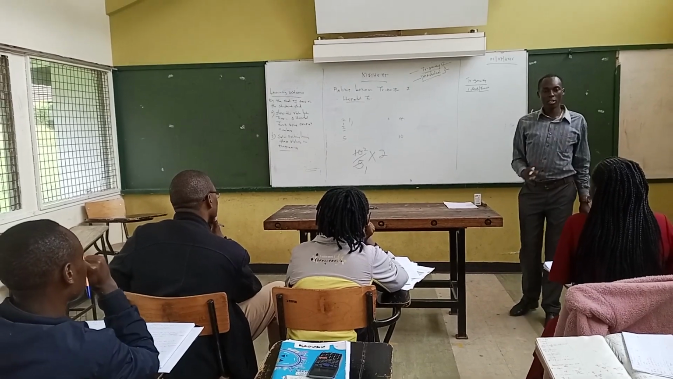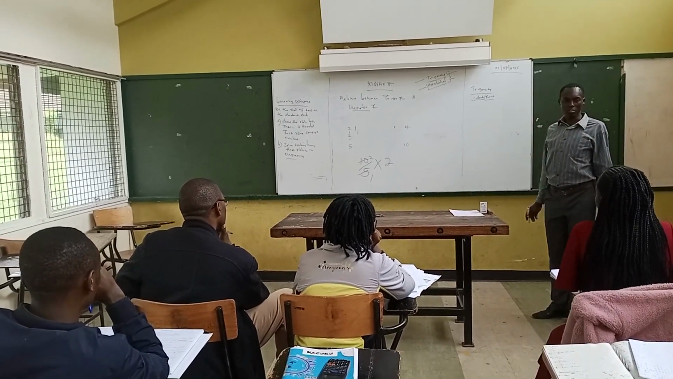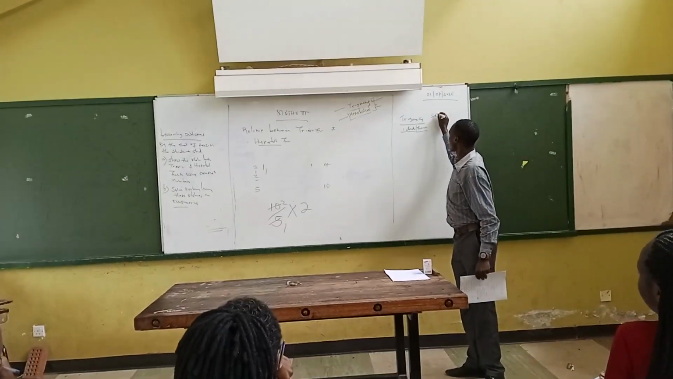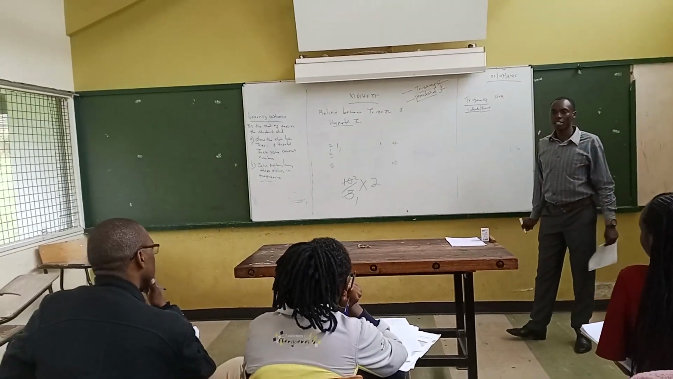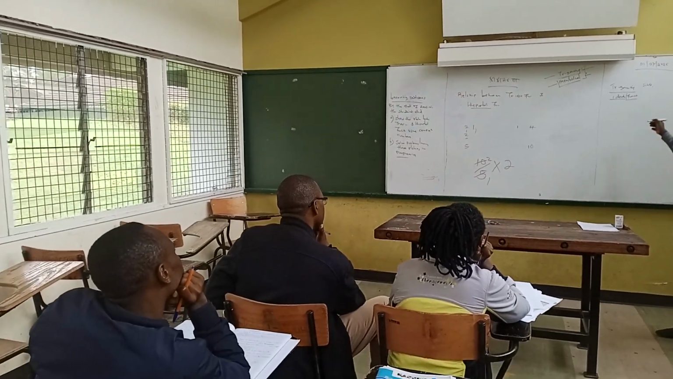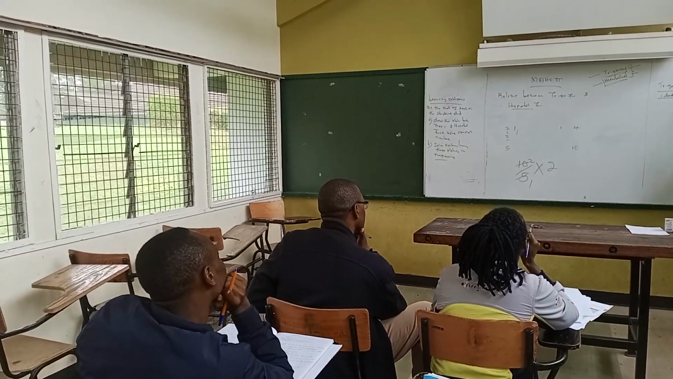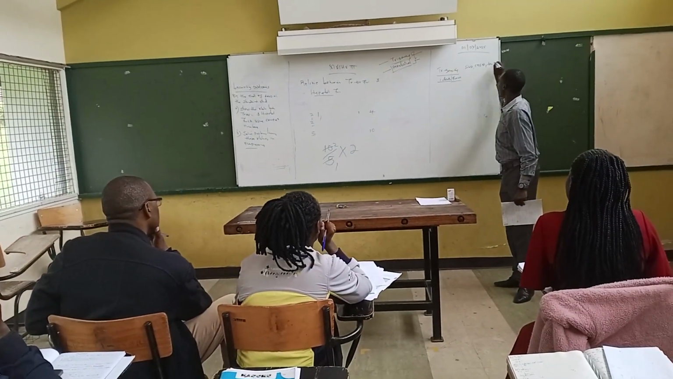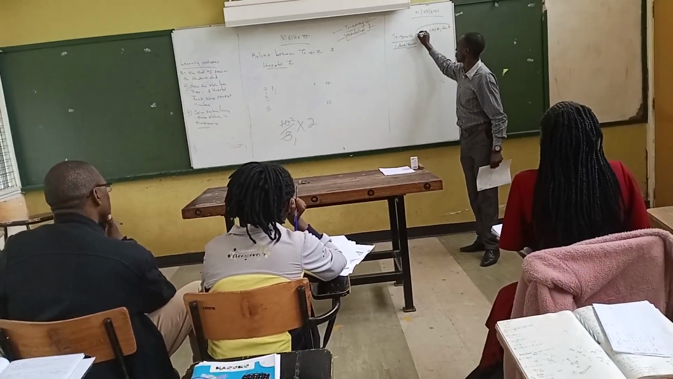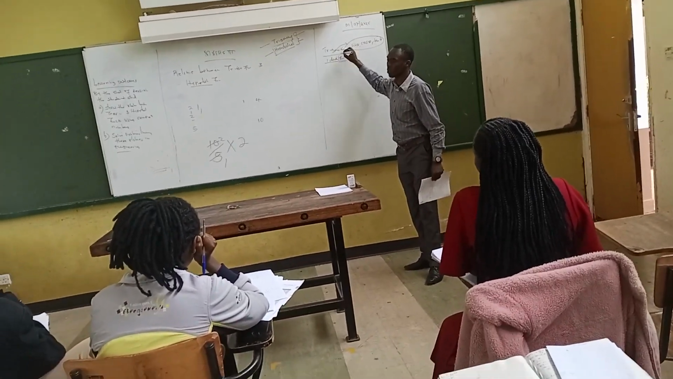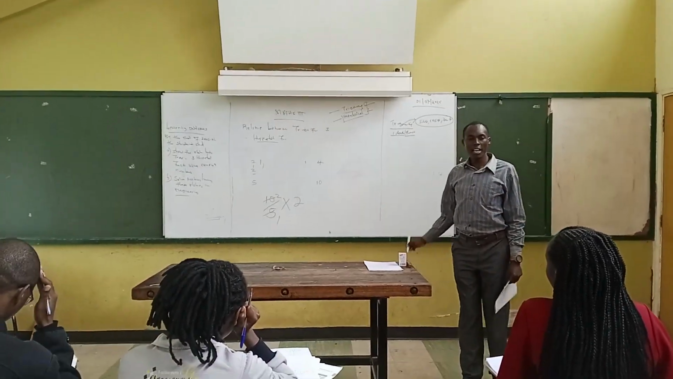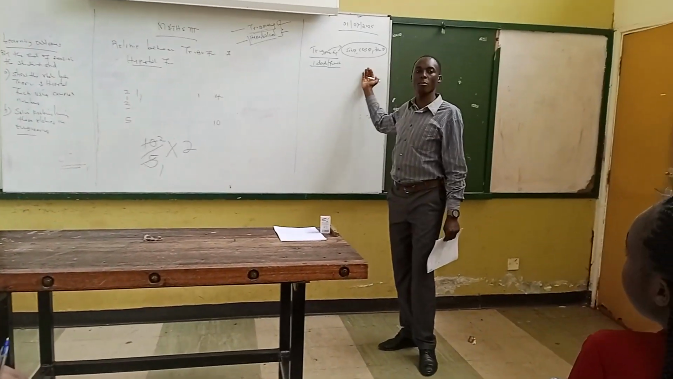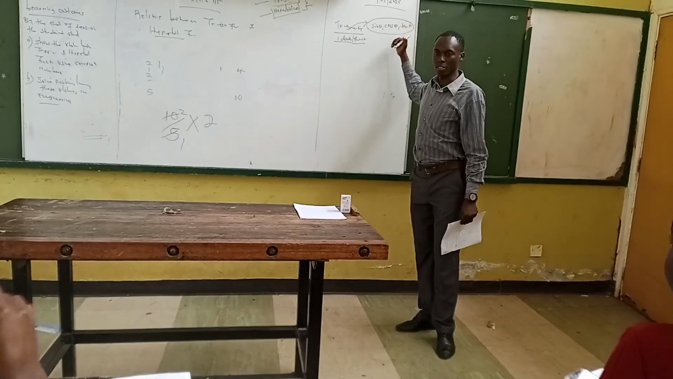What are some of the trigonometric functions? We have sine theta, we have cos theta, we have also tan theta. These we usually call the basic trigonometric functions. Any other function other than this is a derived function because it comes from the basic functions.